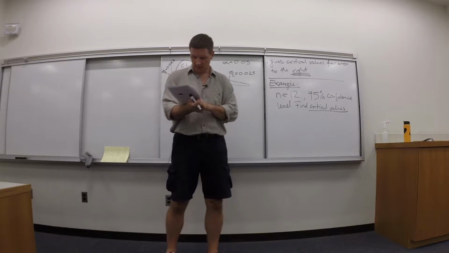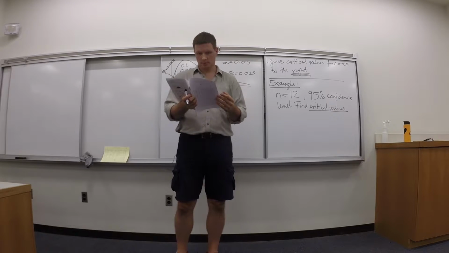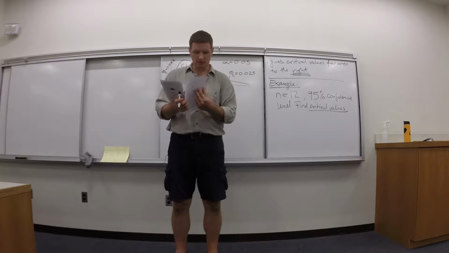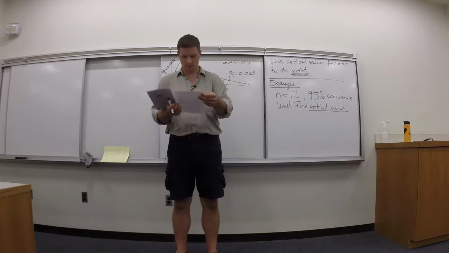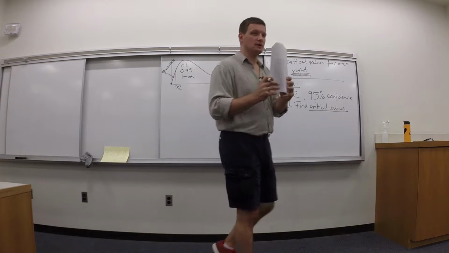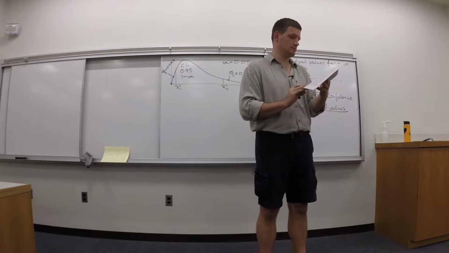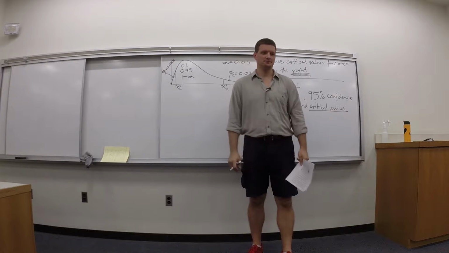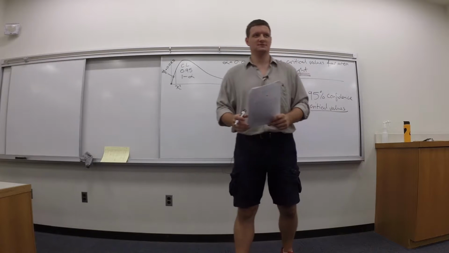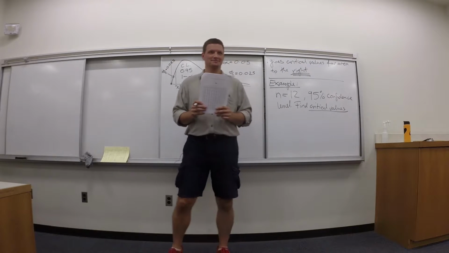Chi-square has... Do you have 1 or 2 chi-squares? We have only 1 chi-square table. What? I was wondering what you were saying. Chi. What did I say? Chi. It's pronounced chi.